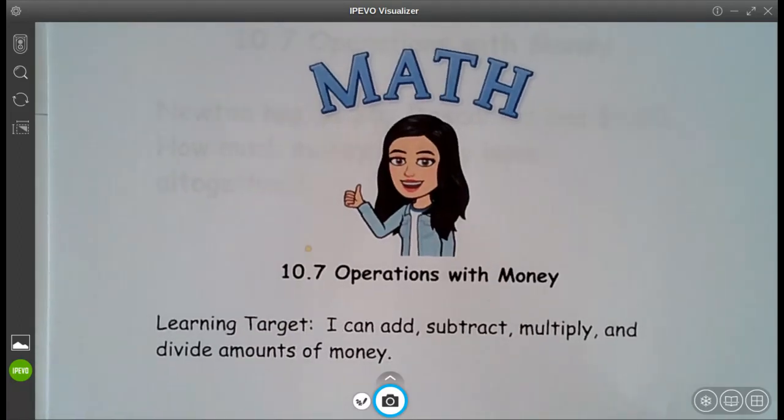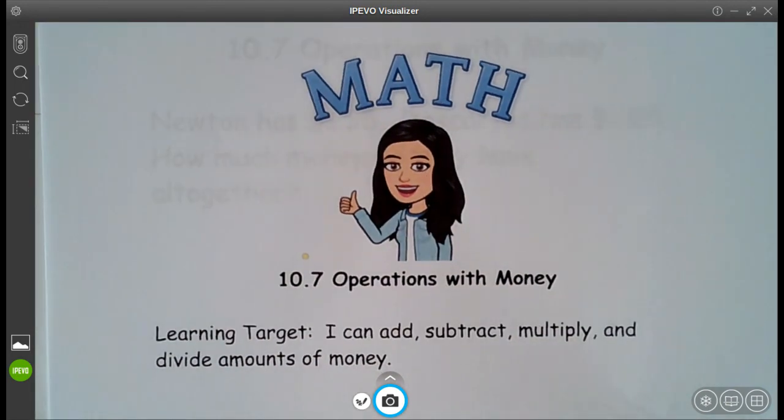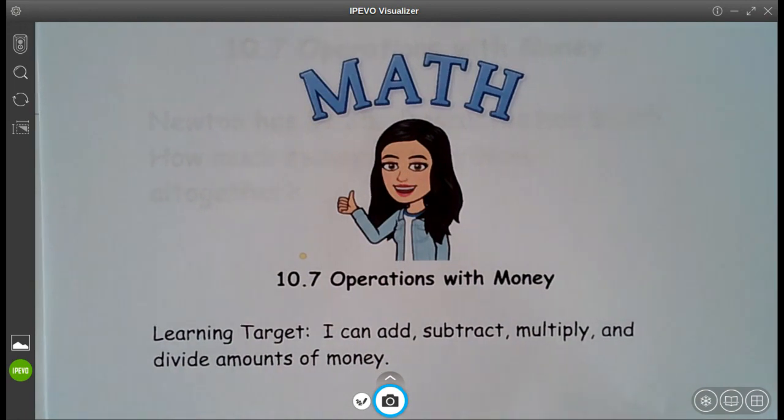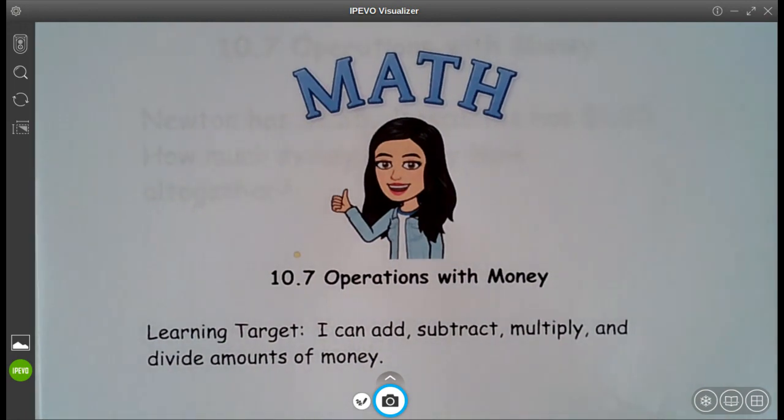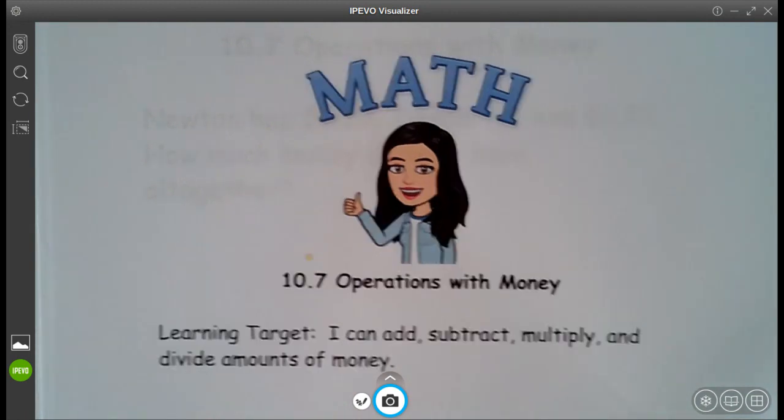10.7 Operations with Money. Learning Target: I can add, subtract, multiply, and divide amounts of money. So today for math, we are going to be working with word problems using money and trying to determine which of the four operations, subtraction, addition, multiplication, and division, you're going to use to solve the problems.